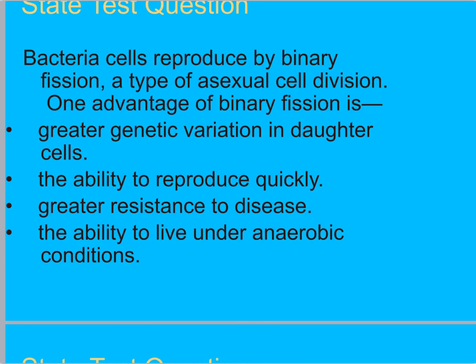Bacteria cells reproduce by binary fission, a type of asexual cell division. One advantage of binary fission is: greater genetic variation in daughter cells, the ability to reproduce quickly, greater resistance to disease, or the ability to live under anaerobic conditions? Well, hopefully you recall that asexual can reproduce very fast.